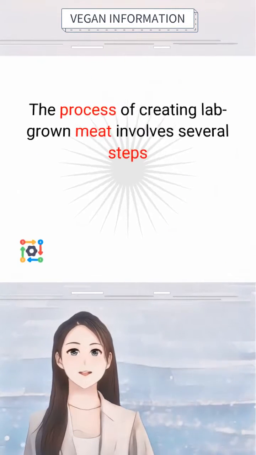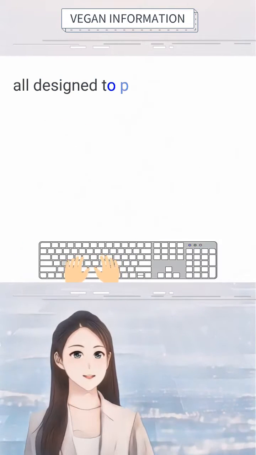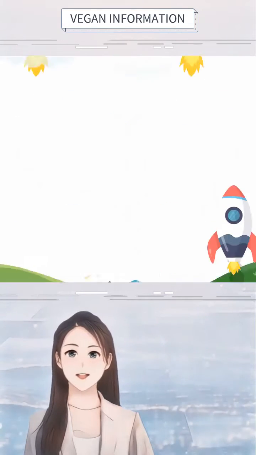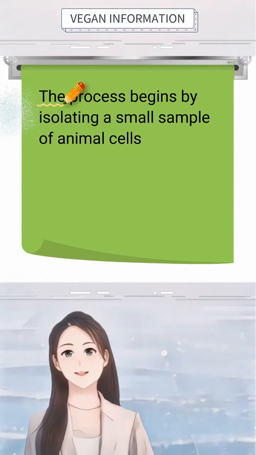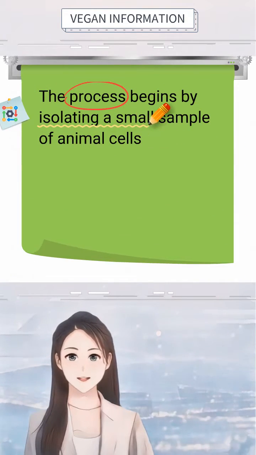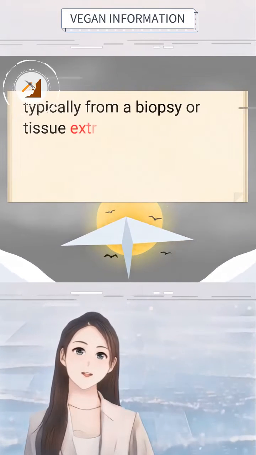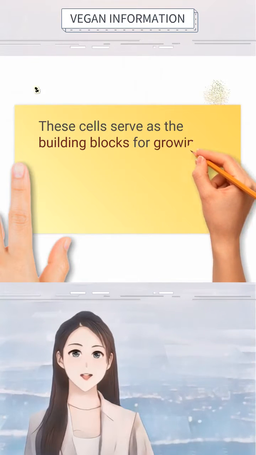The process of creating lab-grown meat involves several steps, all designed to produce meat without the need for raising and slaughtering animals. Here is an overview of the process. Cell isolation. The process begins by isolating a small sample of animal cells, typically from a biopsy or tissue extraction. These cells serve as the building blocks for growing muscle tissue.